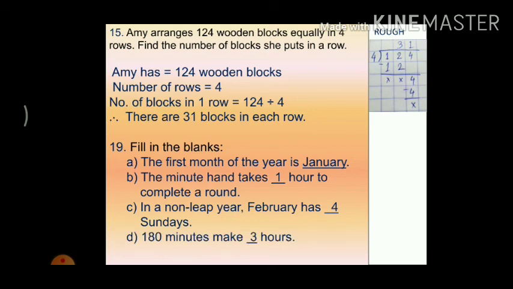I already showed you in class how we can find the number of hours from the number of minutes. We divide the number of minutes by 60. Why 60? Because 1 hour is equals to 60 minutes.